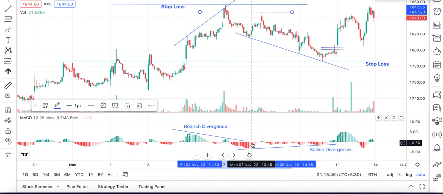Now, the important thing here is to identify how and when you will enter the trade, and how and when you have to set the stop loss if the trade is going in the other direction.